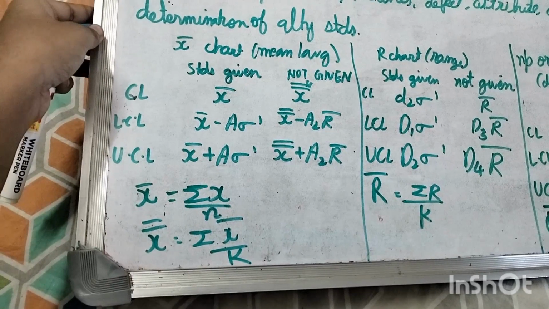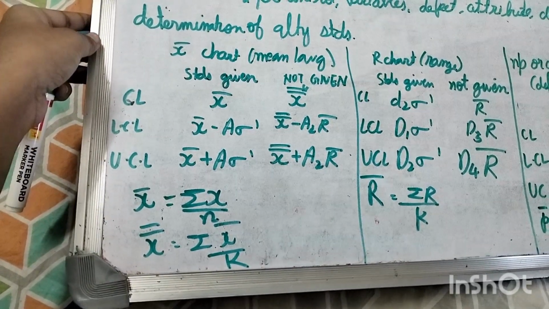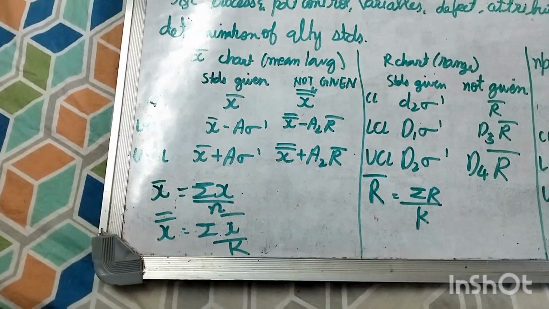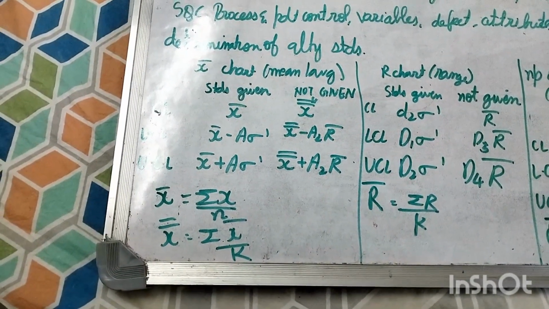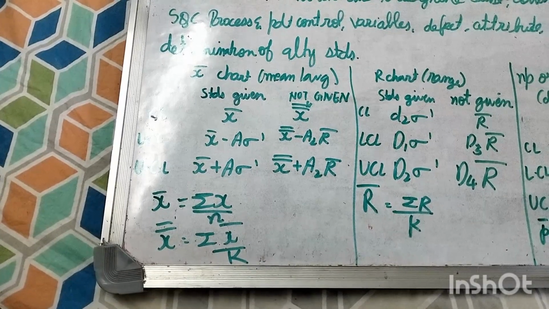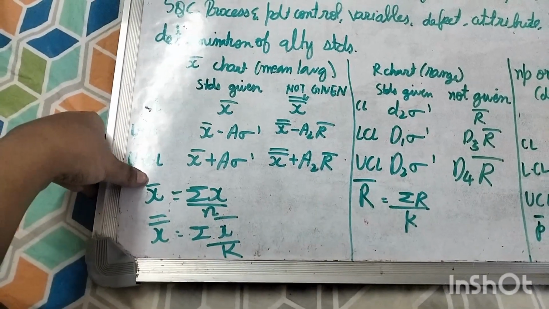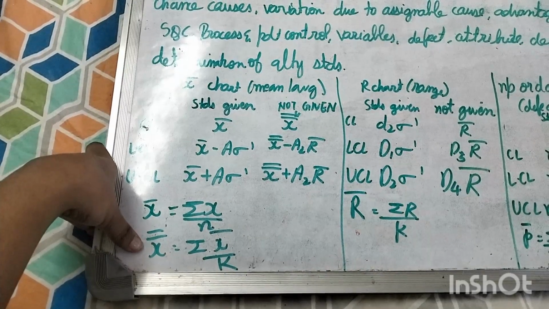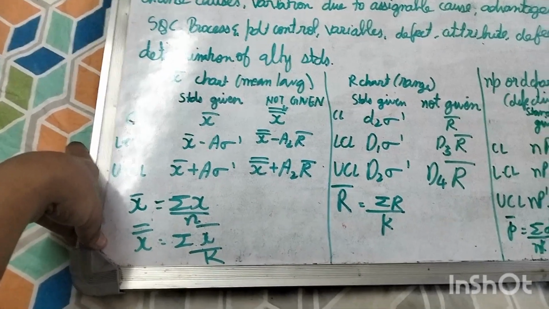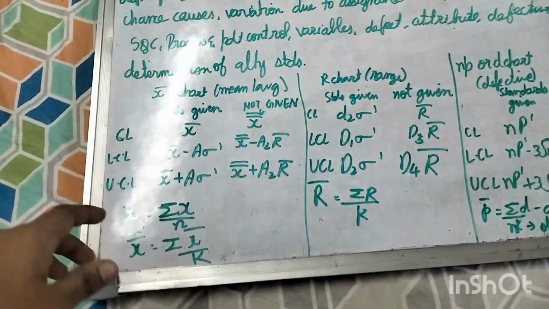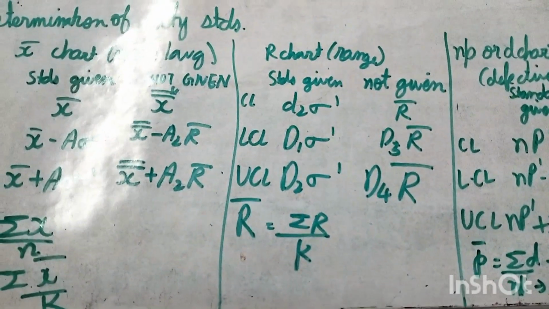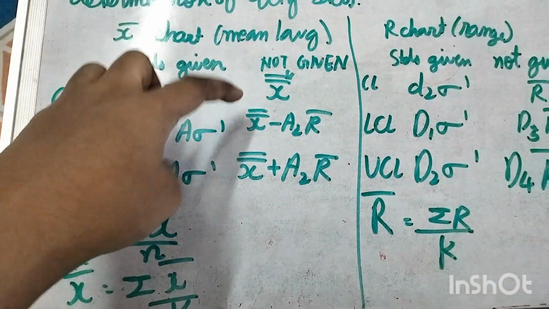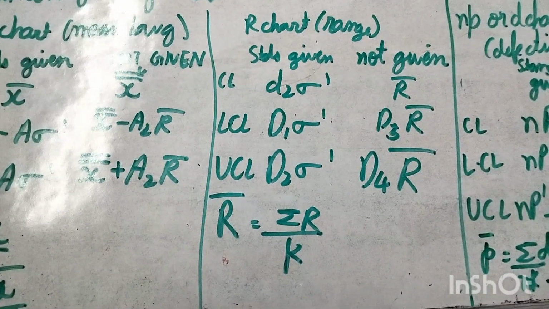And for standards not given, it's class limit is X double bar. For lower class limit, it's X double bar minus A2 R bar, and X double bar plus A2 R bar. So here we find X bar is equal to summation X by N, and X double bar is summation X bar by K. Okay, so next is the R chart, that is for range. So X bar chart is for mean or averages, and R chart is for range.